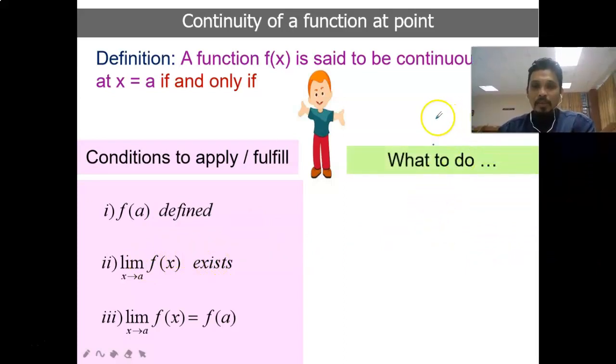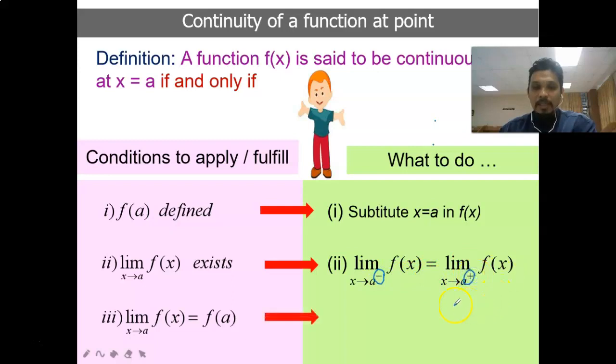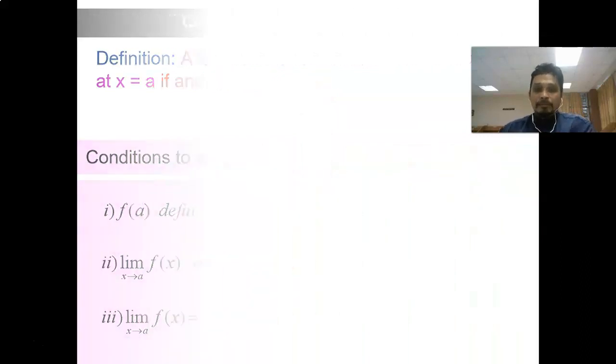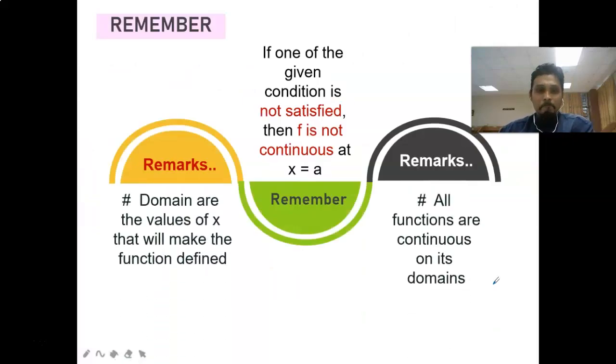So what are we going to do? First, substitute x equal to a into the function f(x). Then find out whether the limit as x approaches a from the left is equal to the limit as x approaches a from the right of the function f(x), and that limit must equal the first condition. So the first condition and the second condition must be equal. These are all things that you need to remember.